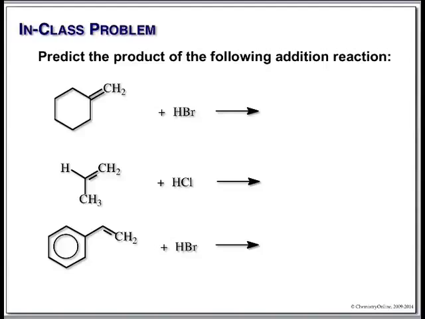Well, the first one here, this is a primary carbon, this is a secondary carbon. We will form the secondary carbocation. The secondary carbocation will then add the bromine to give us 1-bromo-1-methylcyclohexane.